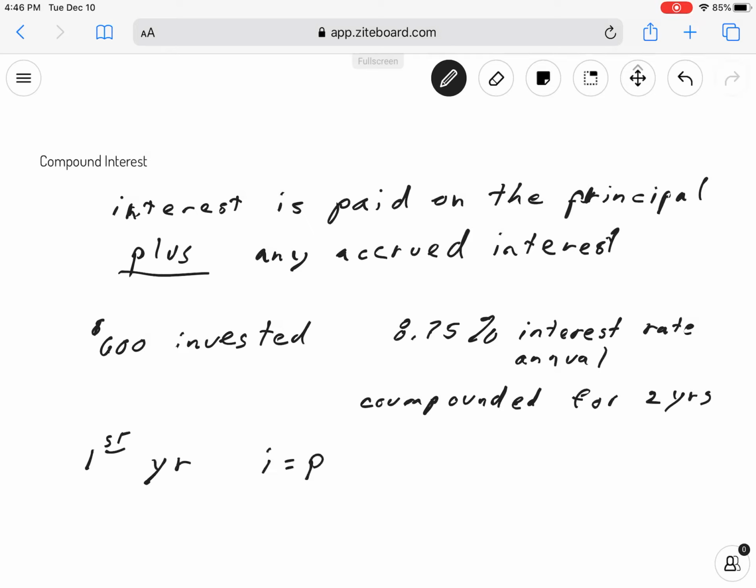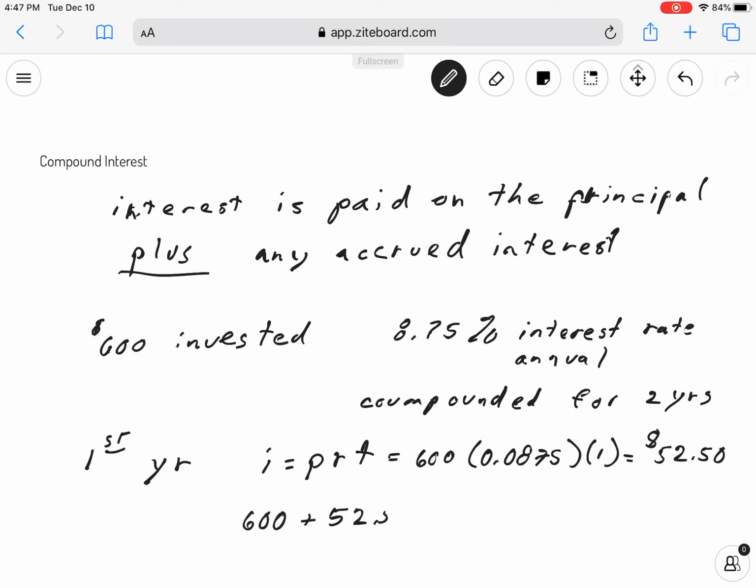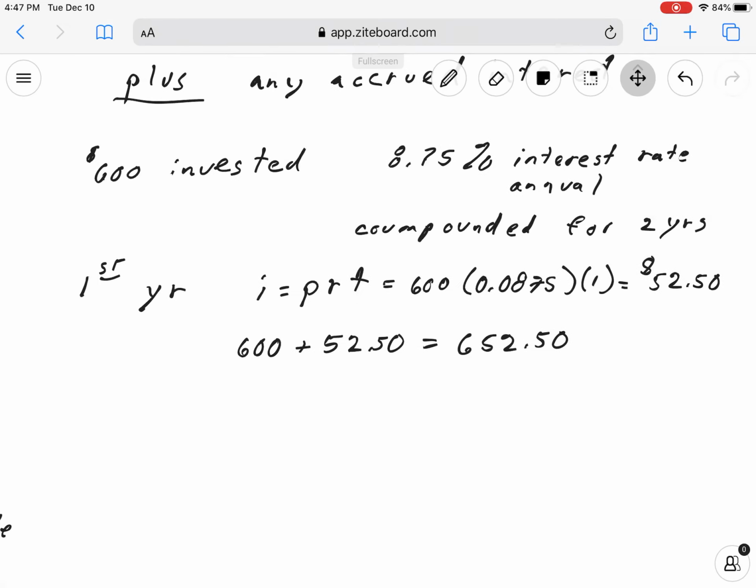So we use our formula. I equals the principal times the rate times the time. Principal is 600. The rate is 0.0875, and the time is 1 year. So this amounts to an interest amount of $52.50. Okay, we don't pull it out. So that means at the end of the first year, I have my $600 plus the $52.50. So I now have a total of $652.50. Okay, second year.